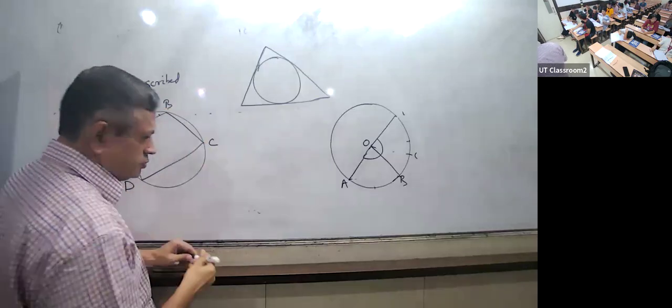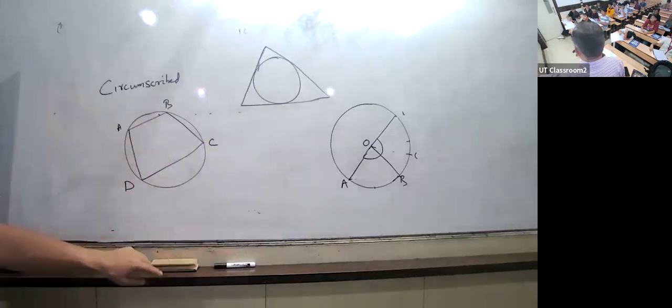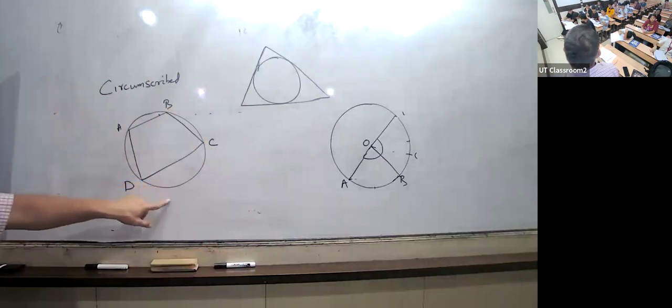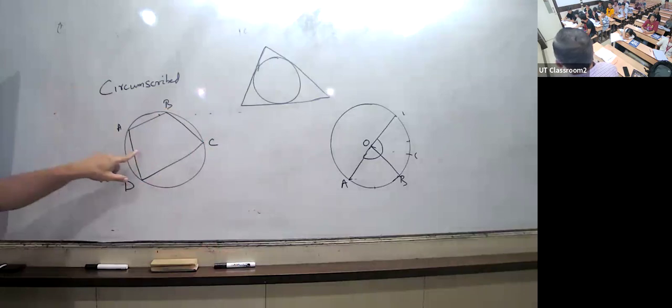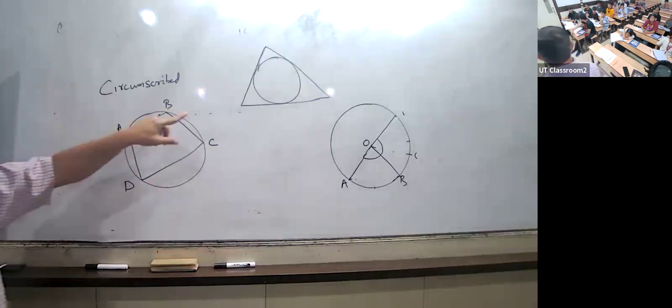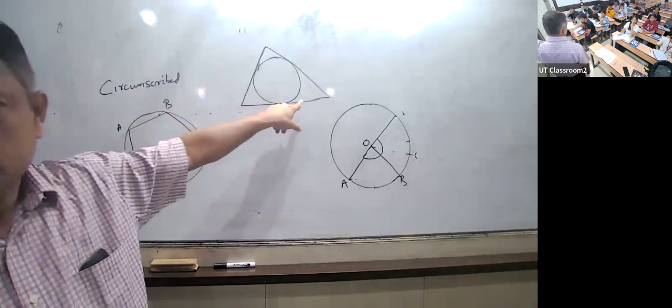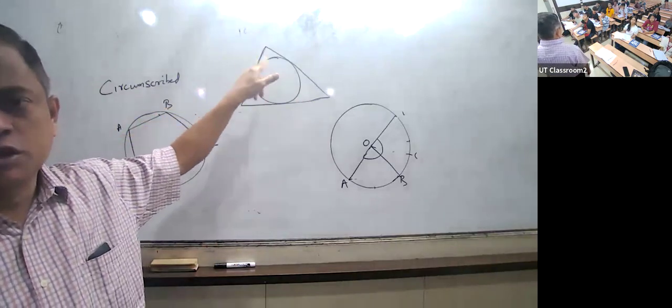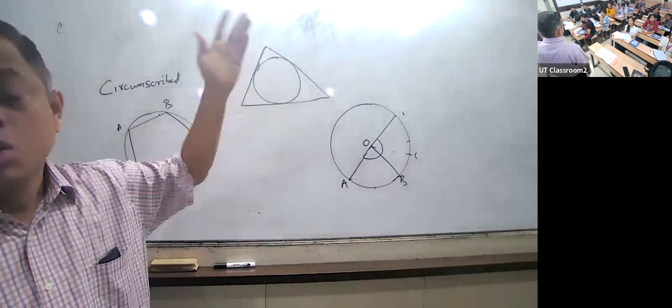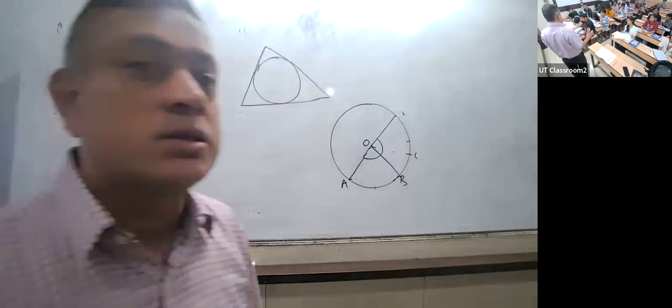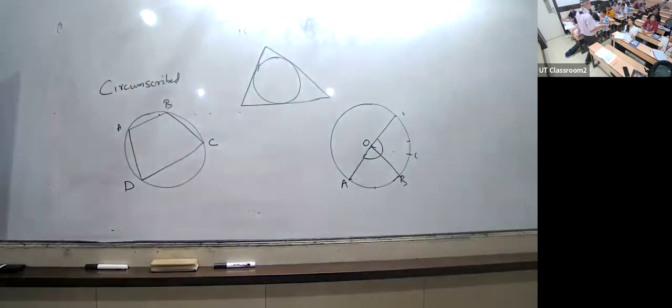Now, look all of you. In this figure, which type of circle is this? Circumscribed. Therefore, the polygon is inscribed. Here, the circle is inscribed. Therefore, the triangle is circumscribed. One which is outside is called circumscribed. One which is inside is called inscribed.